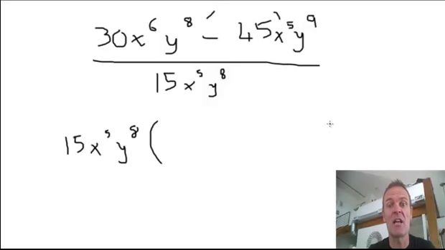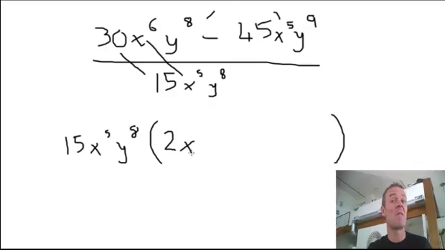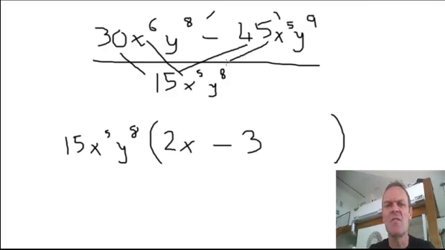So if I do factor it out, what's left? Let's have a look. 30 divided by 15 is 2. What's x6 divided by x5? 6 take away 5 is 1, so just an x. y8 over y8? Leave it. That's it. Minus. What's 45 divided by 15? That's 3. What's x5 divided by x5? Cancelled. Gone. Or a 1, but you don't need it. y9 over y8, 9 take away 8 is 1. That's my answer.